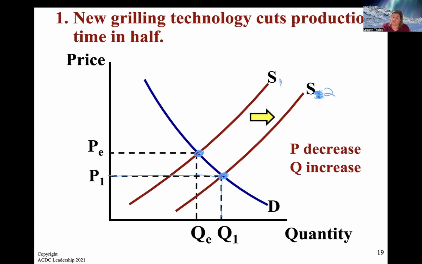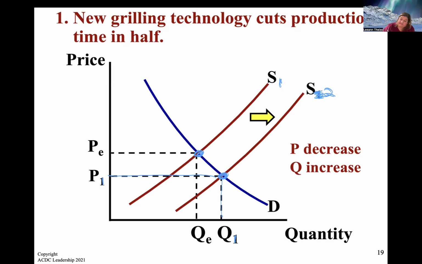Okay. So we'll make this a P1, make this a P2, and then this is our new price and this is our new quantity. So then let's ask ourselves the question, what is all this for, Miss Thies? The question on the multiple choice exam is going to say, what happened to price and quantity if new grilling technology is invented?